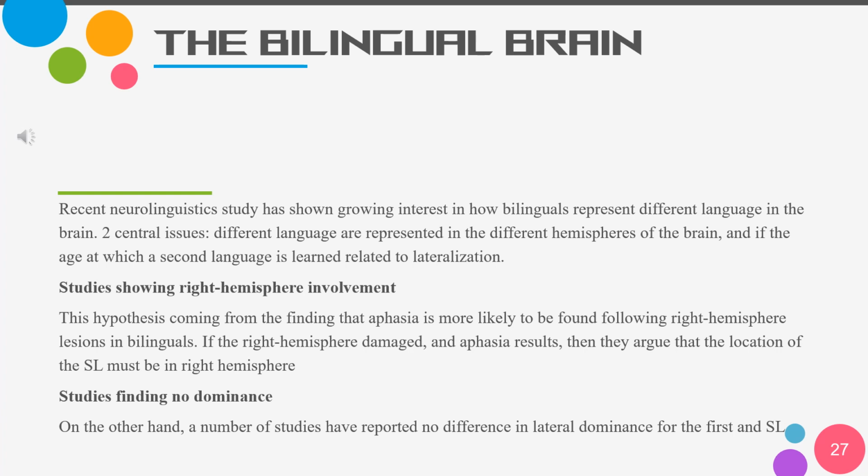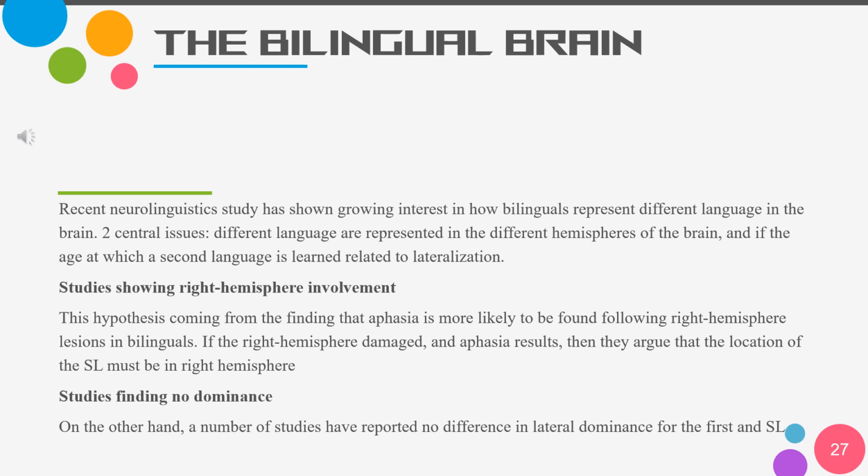Some studies report that there is greater involvement of the right hemisphere in bilinguals than in monolinguals. Albert and Obler argue that the right hemisphere plays a major role in the learning of a second language even in adulthood. Their position is based partly on the finding that aphasia is more likely to be found following right hemisphere lesion in bilinguals than in monolinguals. If the right hemisphere is damaged and aphasia results, then they argue that the location of the second language must be in the right hemisphere.